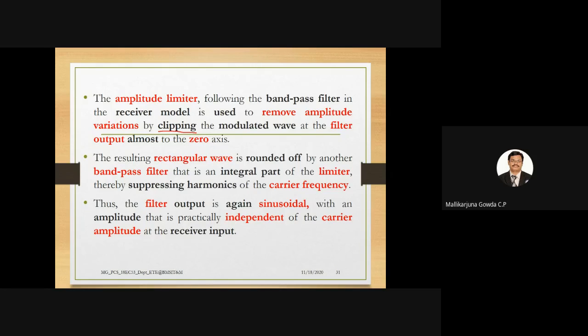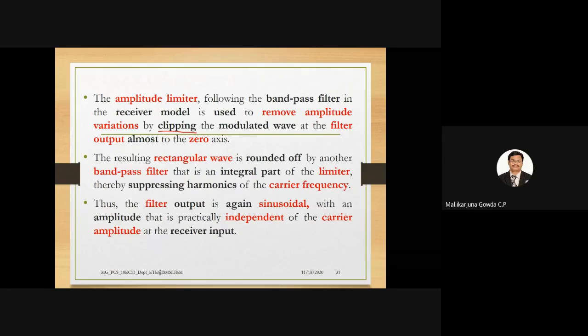Because in case of FM, as I said, the amplitude of the frequency modulated signal should be constant. Only the frequency of the carrier signal varies, means information is carried in the frequency of the carrier. So if there are any variations in the amplitude of the received FM signal, that is due to noise or interference, and that has to be removed. To do that we use the amplitude limiter at the receiver side, after the band pass filter, to remove the amplitude variations by clipping the modulated signal.